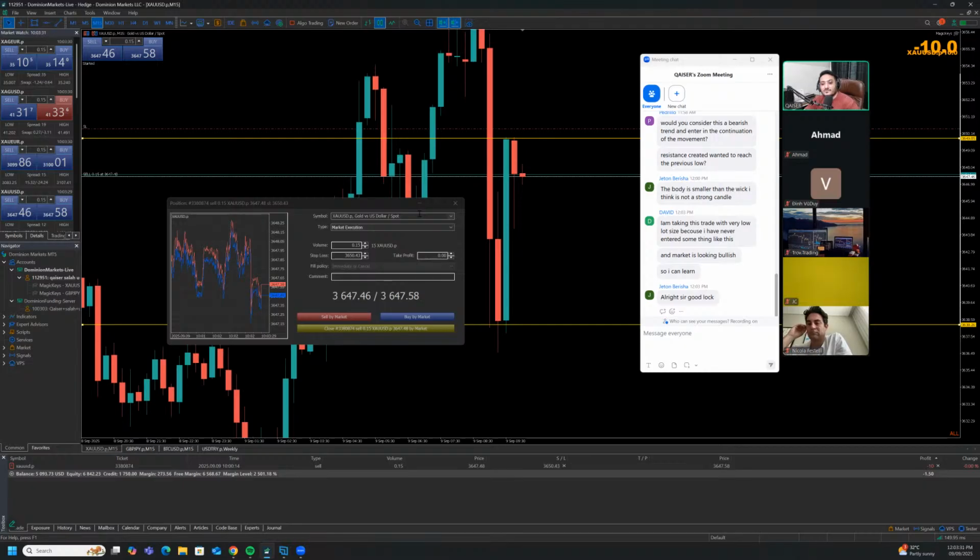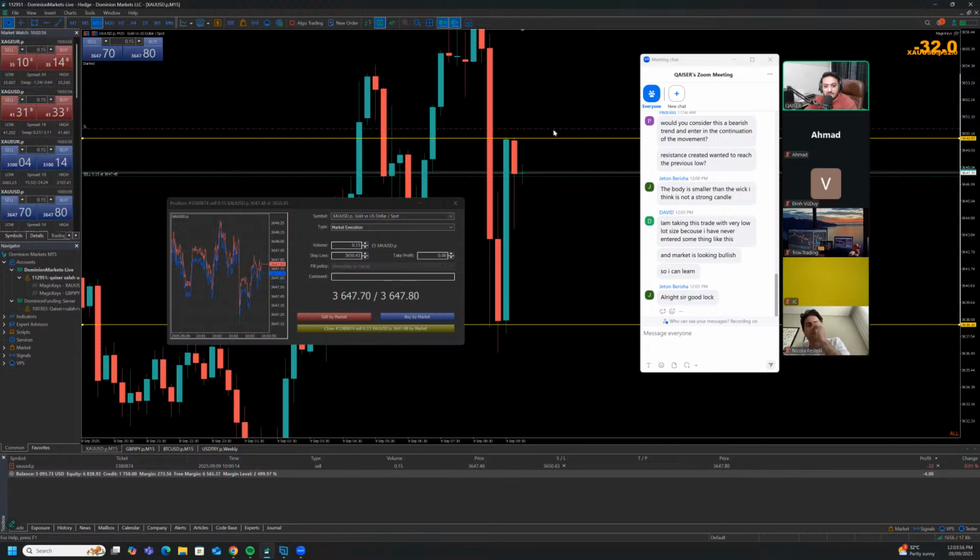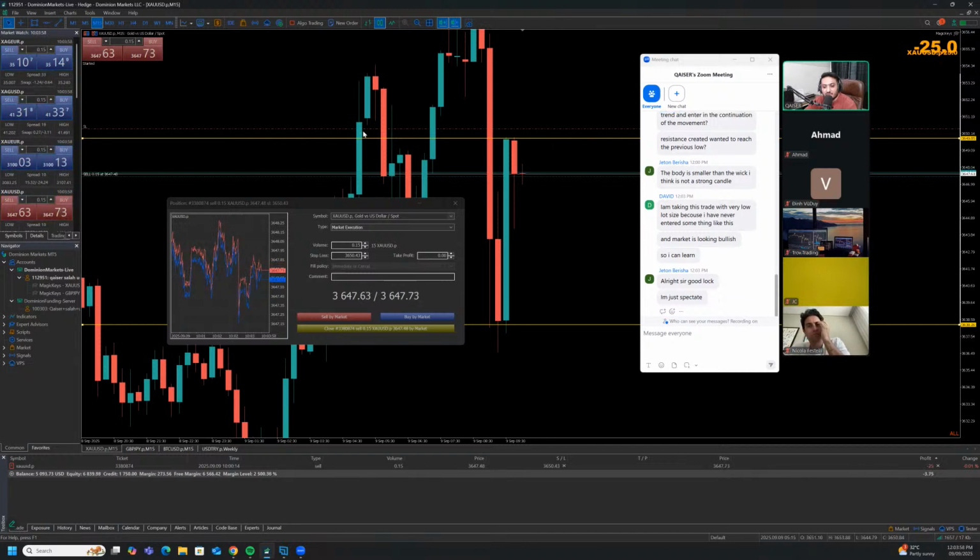I am taking this trade with a very low lot size because I have never entered something like this. Okay, so it could be a good experience. So you are executing with a small lot size, so it's not going to impact your psychology if you lose this one. The same thing I have done. I also lowered the lot size. So I'm not going to lose more than $50, about 1% of this account. So it doesn't matter for me.